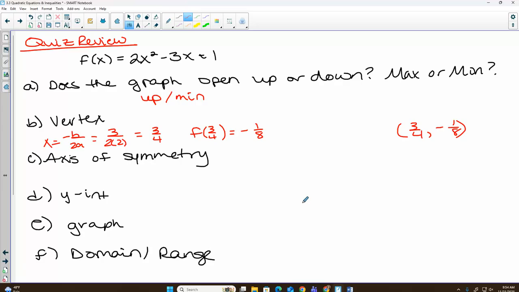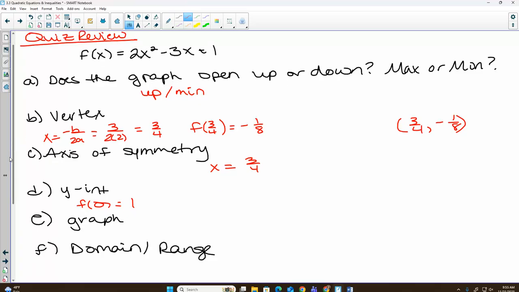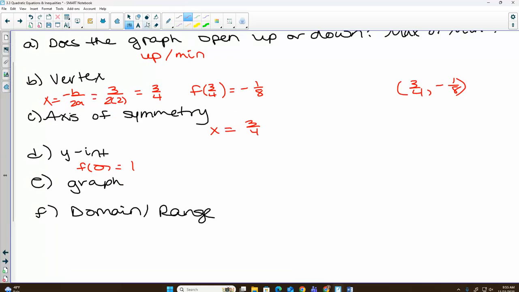Okay. Axis of symmetry, that is a line. If you do not give me the equation of a line, you will get it wrong. What was it? Okay, how do we find a y-intercept? And we get 1.